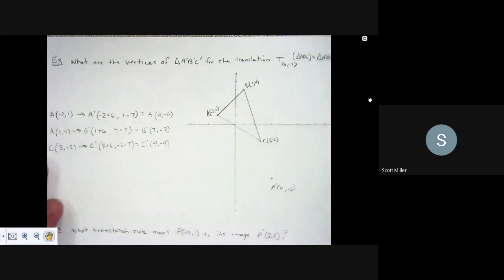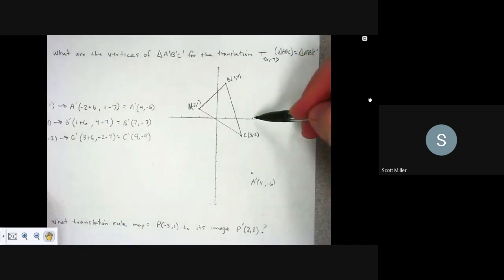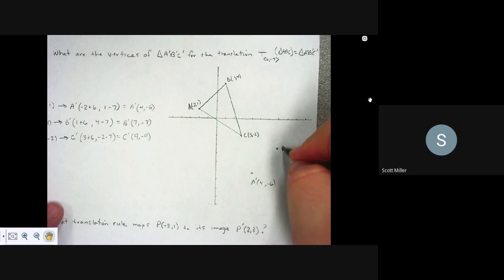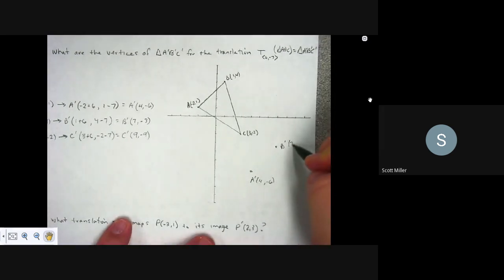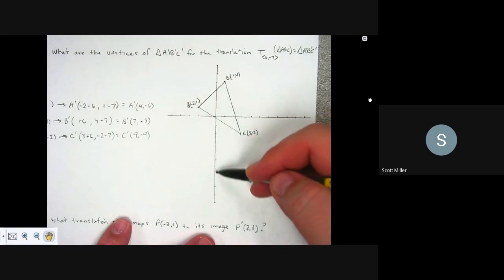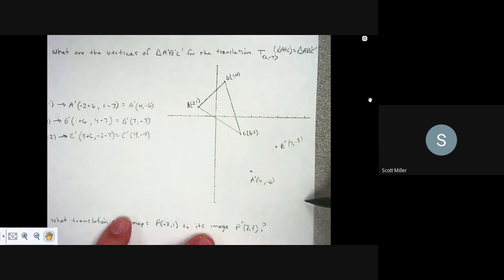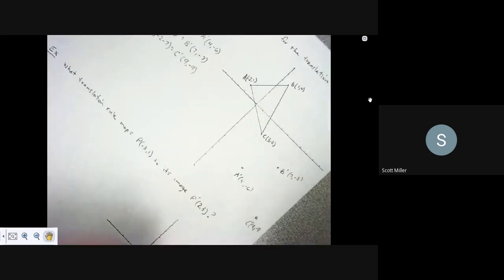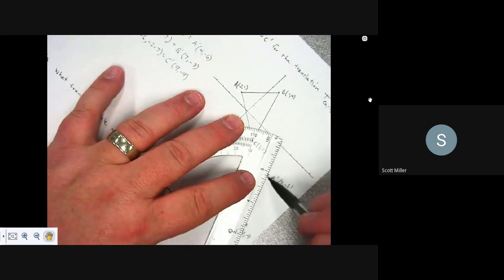And then you can just graph those points. 1, 2, 3, 4, 5, 6, 7, and then 1, 2, 3 down. So that would be B prime, 7, -3, and then 9, -9, which is right about there. C prime is at 9, -9, and then I can use my straight edge and draw this triangle. And that's how a translation kind of works.